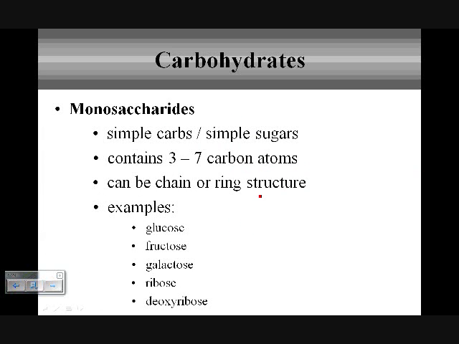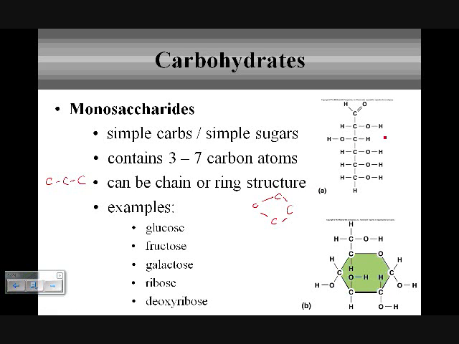When we talk about monosaccharides, these are our simple sugars, our simple carbohydrates. Typically there are 3 to 7 carbon atoms in a monosaccharide because it's one single one alone. They can be in chains, which means the carbons are arranged in a chain, or they can be organized into a ring, which means the carbons are bonded together in a ring. Glucose, fructose, galactose, ribose, and deoxyribose are all examples of monosaccharides. Here's our example of a chain, and here's our example of the ring.